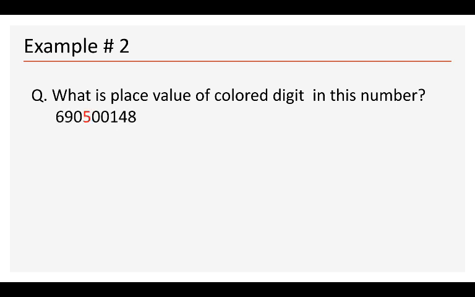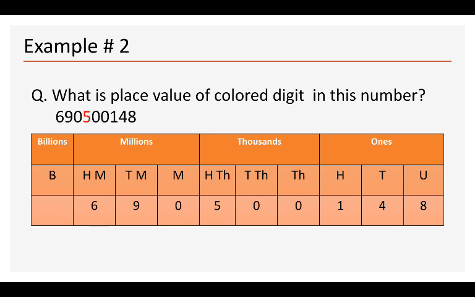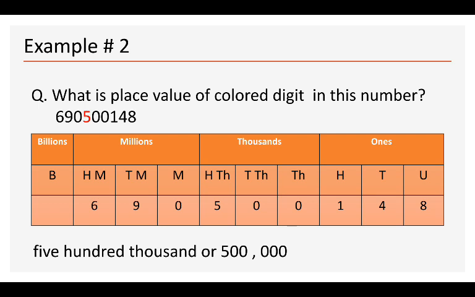Example number 2. What is the place value of the colored digit in this number? The number is written in front of you. Which one is the colored digit? That is 5. Good. Now let's check what the place value of 5 is in this international place value chart. 5 comes at the 100,000 place. So we will write it both in words and in figures.